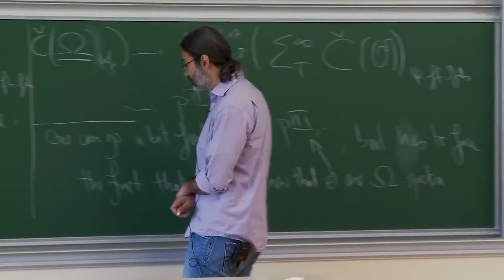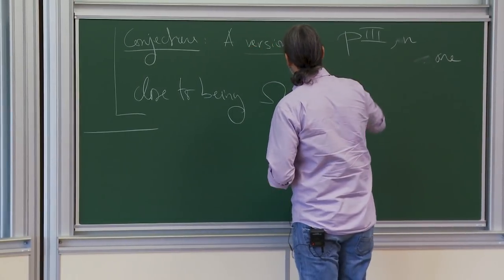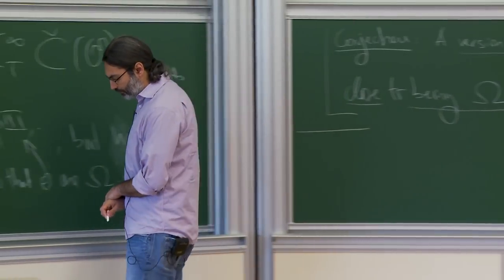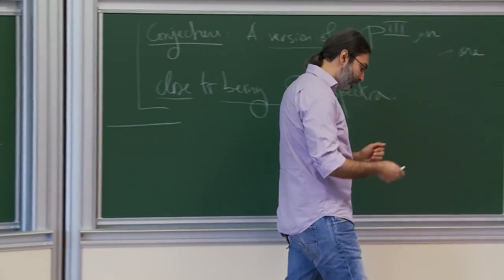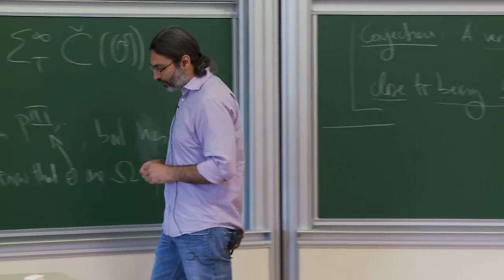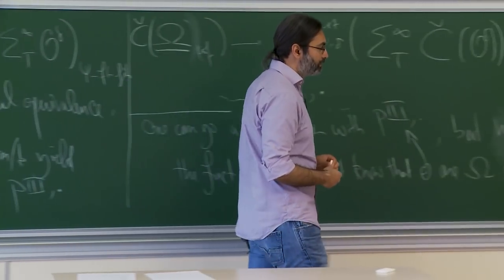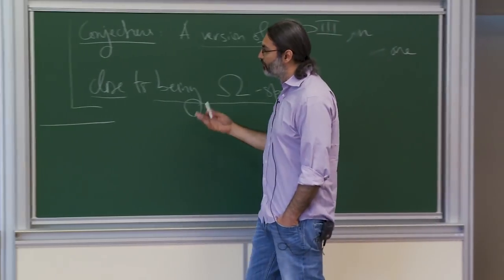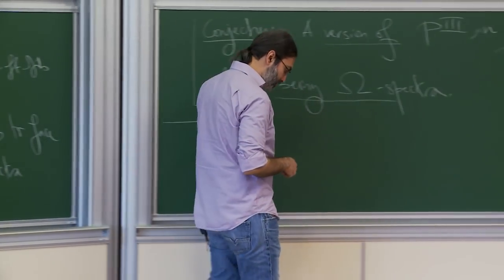So I will first try to make this conjecture a bit more precise. I will explain what I mean by a version of this. I will also explain what I mean by close to being an omega spectrum. And then I'll give a stronger statement, which might look more approachable or at least more reasonable, which would imply this conjecture. Then I explain that this statement is actually a bit too optimistic. It cannot be true as stated. And then maybe try to propose a statement which is weaker and which may still be sufficient to imply such a statement here.